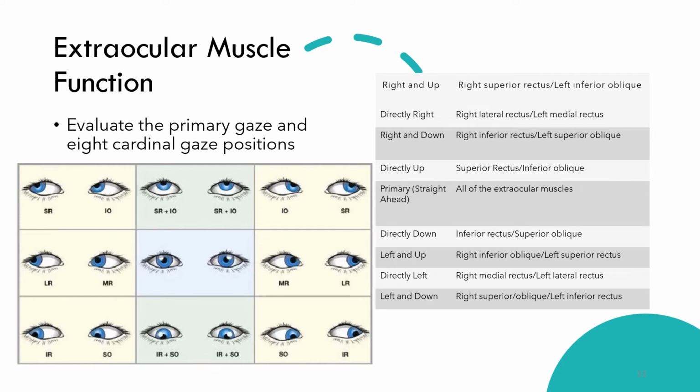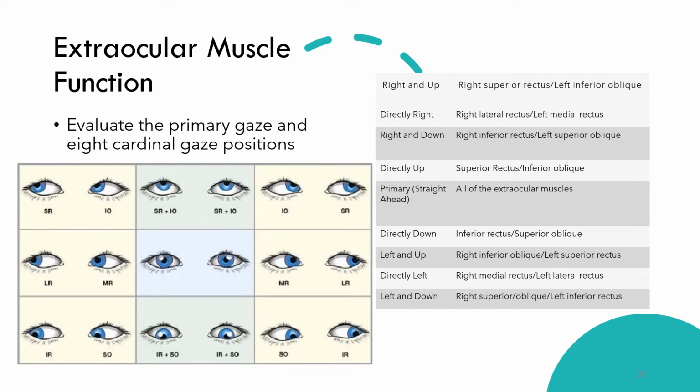If a patient looks right and down, that's the right inferior rectus muscle and the left superior oblique muscle. If a patient looks directly up, that's the superior rectus and inferior oblique muscles. The primary gaze, or straight ahead, involves a balance of all of the extraocular muscles. If a patient looks directly down, they're using their inferior rectus muscle and their superior oblique muscle.